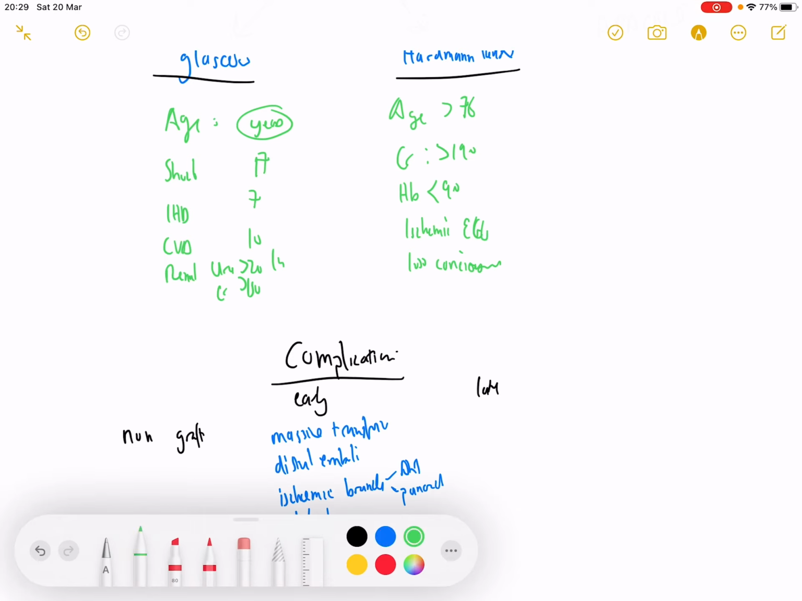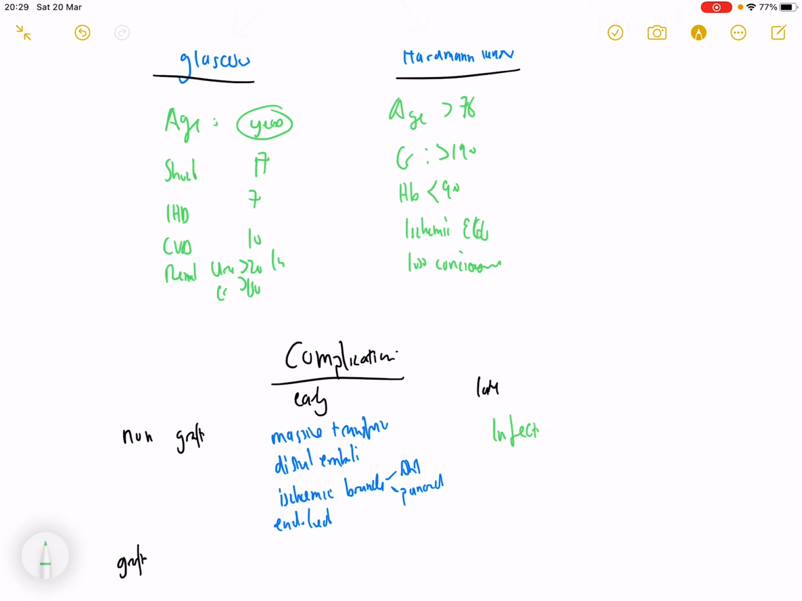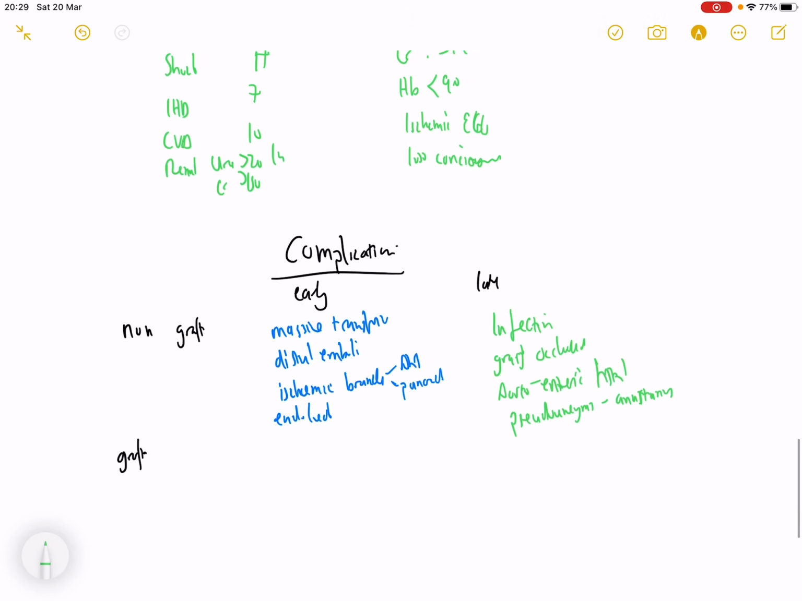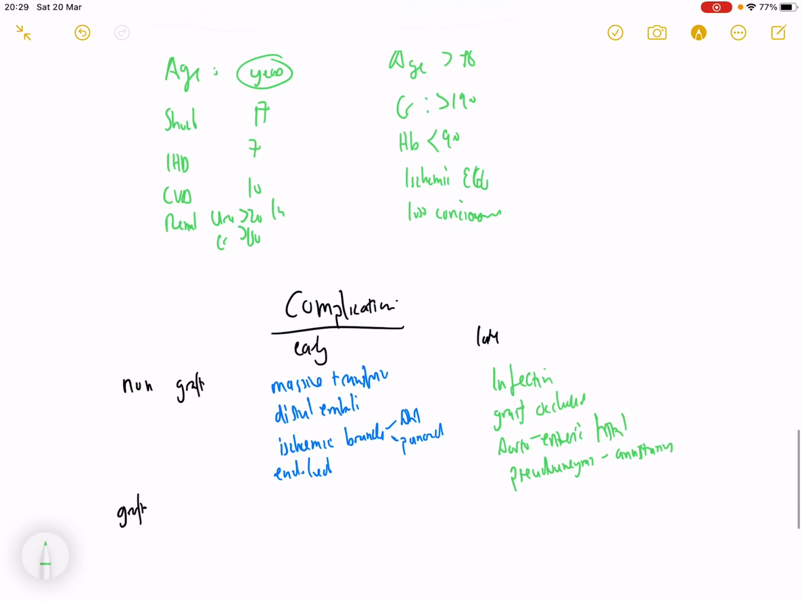Late complications are infections, the graft being occluded, the presence of an aorto-enteric fistula, and a pseudoaneurysm at the anastomosis. So sorry, these are the graft-related ones.